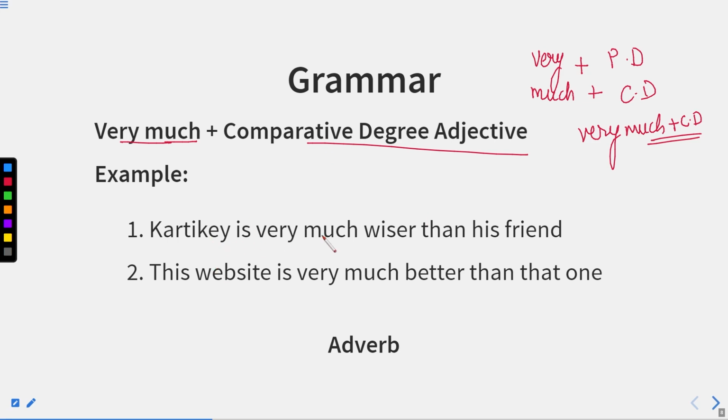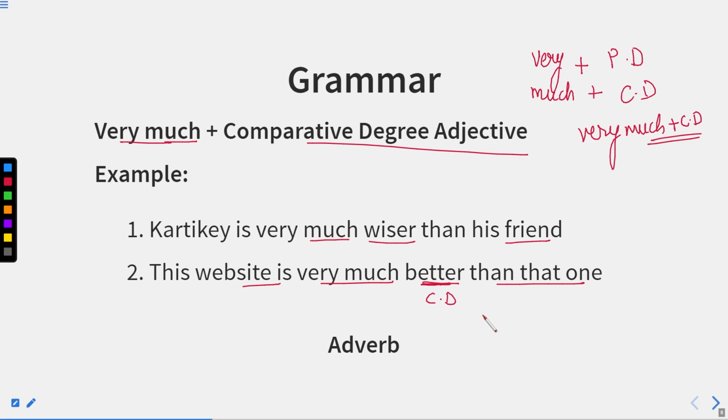For example, Karthikeya is very much wiser than his friend. This website is very much better than that one. Now, better is a comparative degree, of course. We cannot use more with it because better is itself a comparative degree, but we can use much with it. For example, much better, very much better. So we can use very much, and it can be followed by a comparative degree of adjective. So after very much, we have to use only comparative degree of adjective.